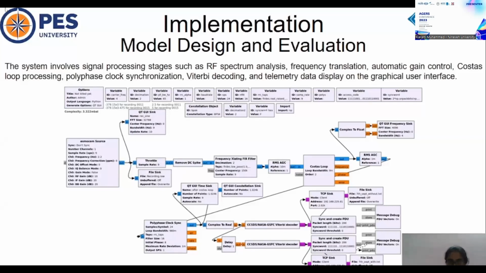These demodulated signals are then passed to the polyphase clock sync where clock synchronization takes place. The demodulated data is decoded using the CCSDS NASA GSFC Viterbi decoder block, and the decoded data is then passed to a TCP sink block where we give the IP address and the port number, which is then connected to a Python program where the further decoding of telemetry parameters takes place.